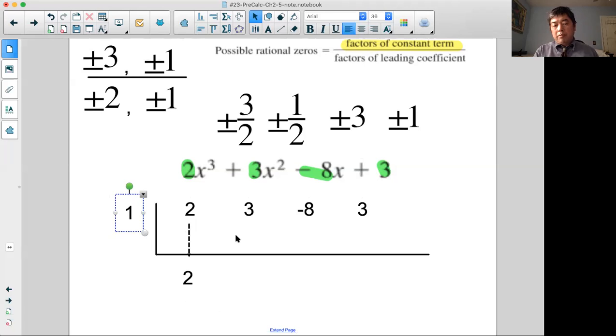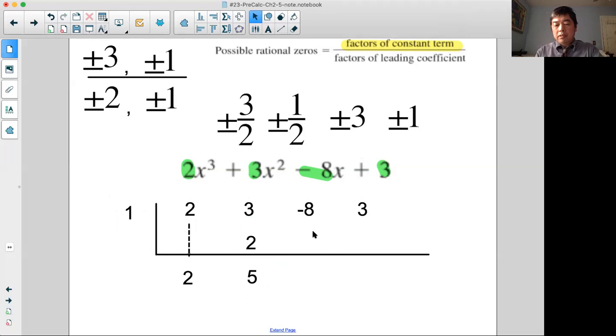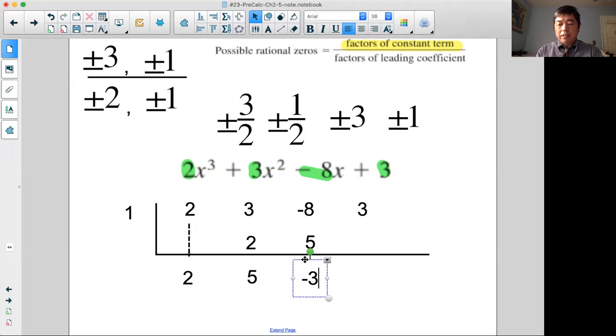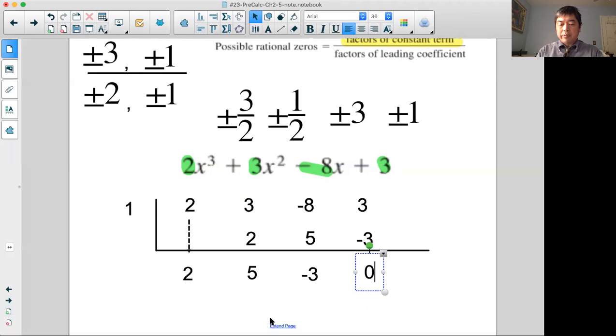So 1 times 2 is 2. In synthetic division you add, it's going to be 5. 1 times 5 is 5. You add, it's going to be -3. -3 times 1 is -3. Bingo. This is 3 plus -3 is 0. So this is one of the factors. So let's write down this one.